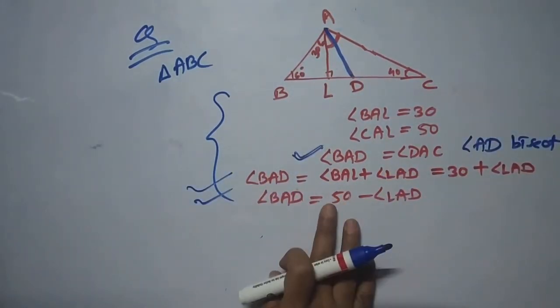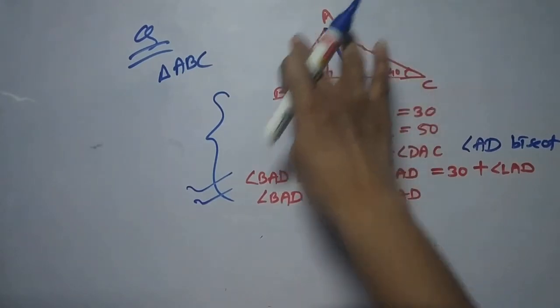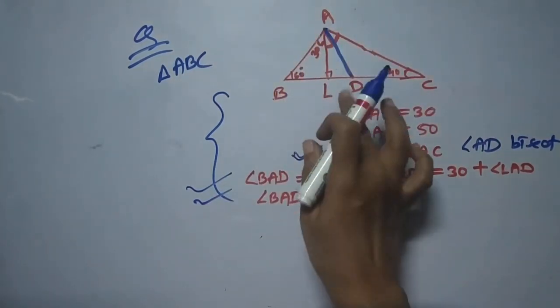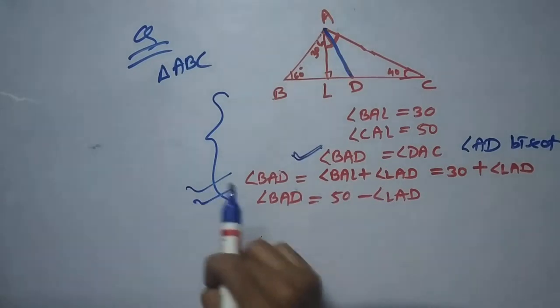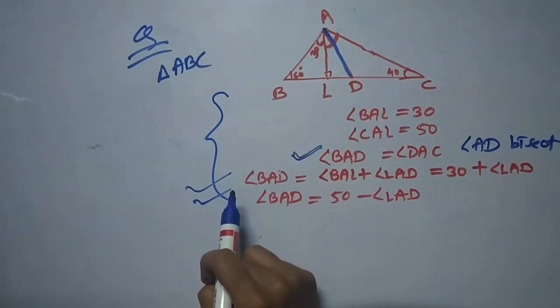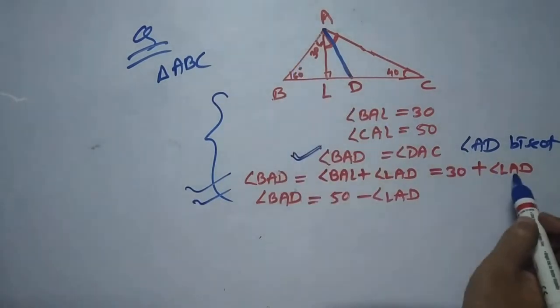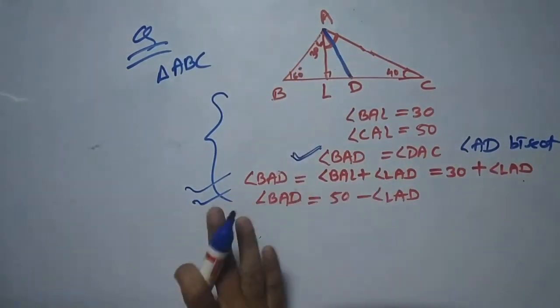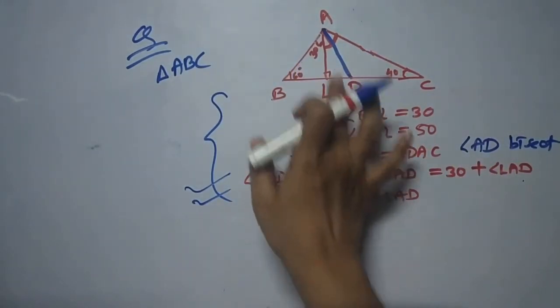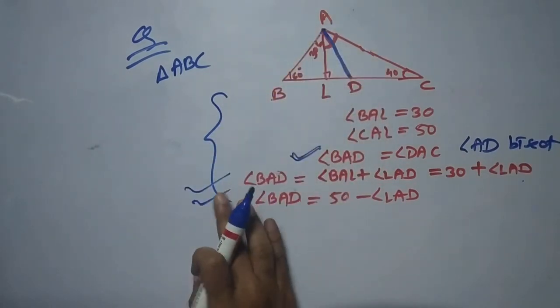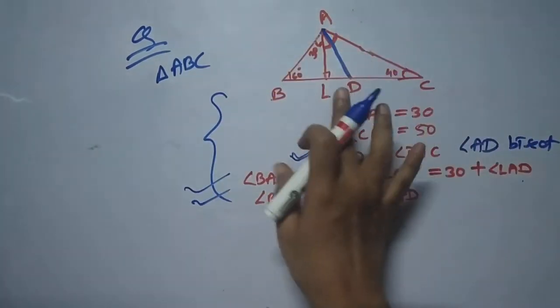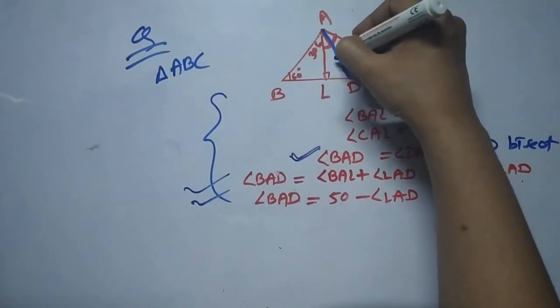angle BAD. So this BAD is equal to BAL plus LAD, BAL plus LAD, which is nothing but 30 plus this angle LAD. And one more thing about BAD is given that BAD, this angle is equal to this 50 minus this angle. This angle is complete 50 degree.